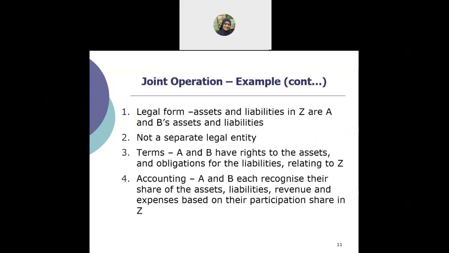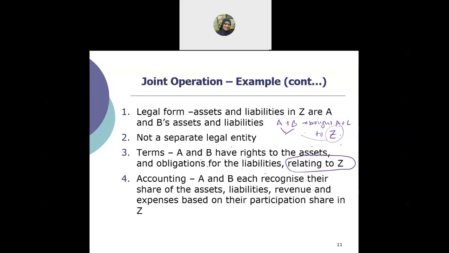Okay. So the legal form here, the assets and liability in ZAC are A and B's assets and liability, meaning that A and B are going to bring assets and liability to ZAC. So these assets and liability here are owned by A and B. There is no separate legal entity. A and B have a right to the assets and obligation for the liabilities relating to ZAC.